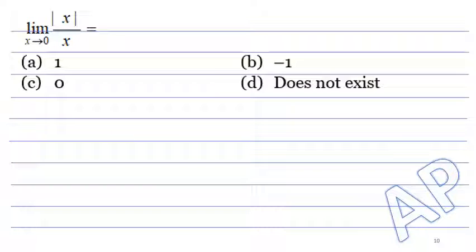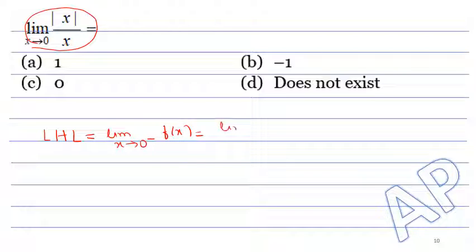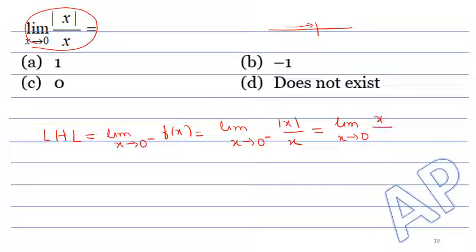To evaluate this given limit, that is limit as x tends to 0 of modulus of x by x, I will find the left hand limit first, that is limit as x tends to 0 minus of f of x, that is limit as x tends to 0 minus of modulus of x by x. When you are approaching 0 from the left hand side, the value of modulus x is minus x, that is I have limit as x tends to 0 of x by minus x which is equal to minus 1.